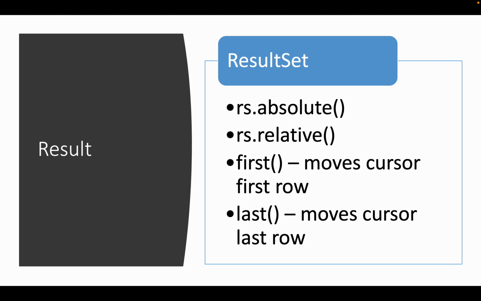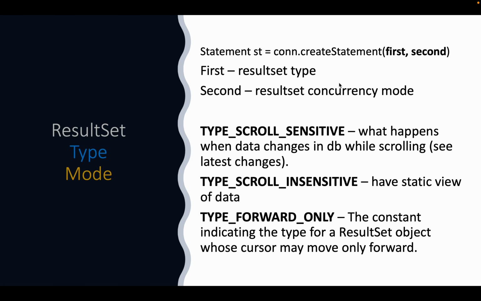Then first moves the cursor to the first row, and last moves the cursor to the last row. We have other methods like afterLast, beforeFirst, and so on. Those methods you can also review to see what they do. Then I already spoke about this one, the result set type mode.